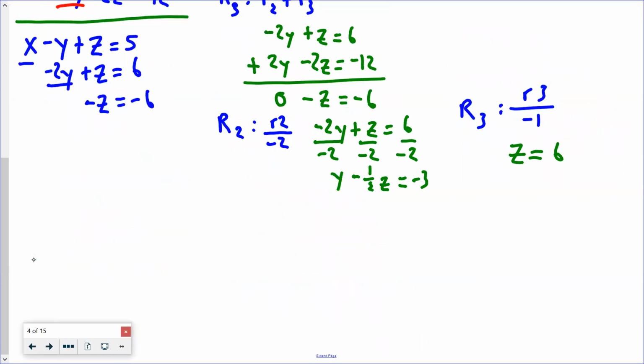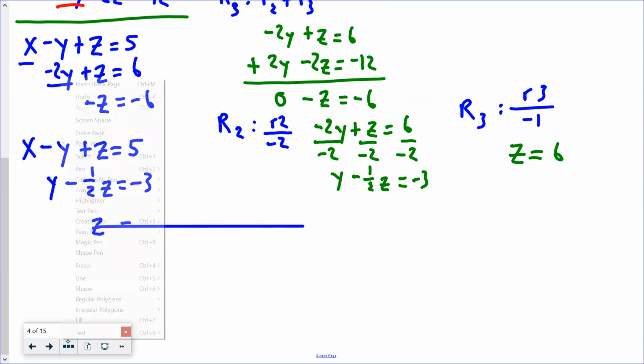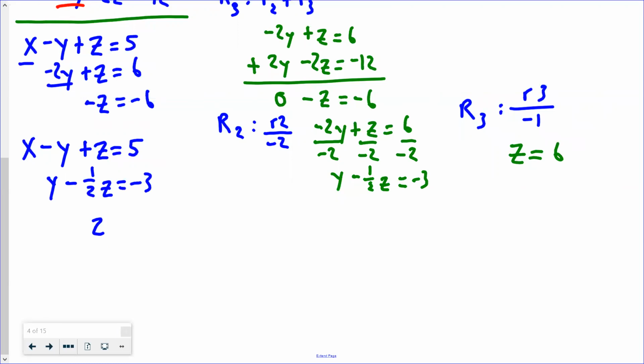We're basically there, guys. So the first row we're already done with. That's x minus y plus z is equal to 5. In the second row, we have y minus 1/2 z is equal to negative 3. And in the third row, we have z is equal to 6. And voila, this is upper triangular form. And this is awesome because it allows us to solve our system of equations. Let me show you what I mean.